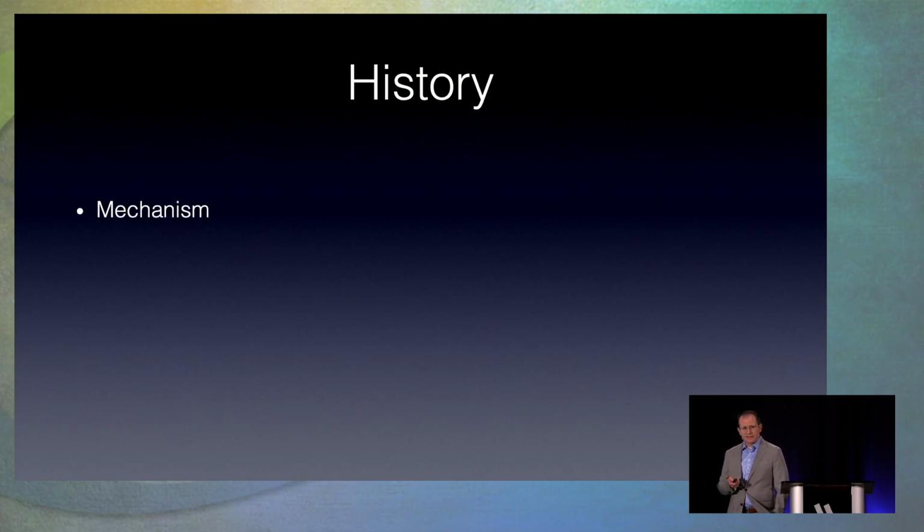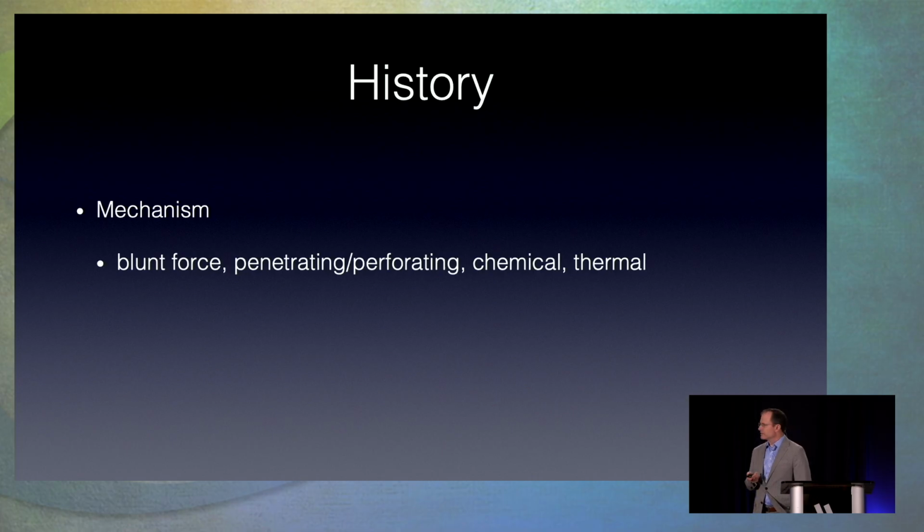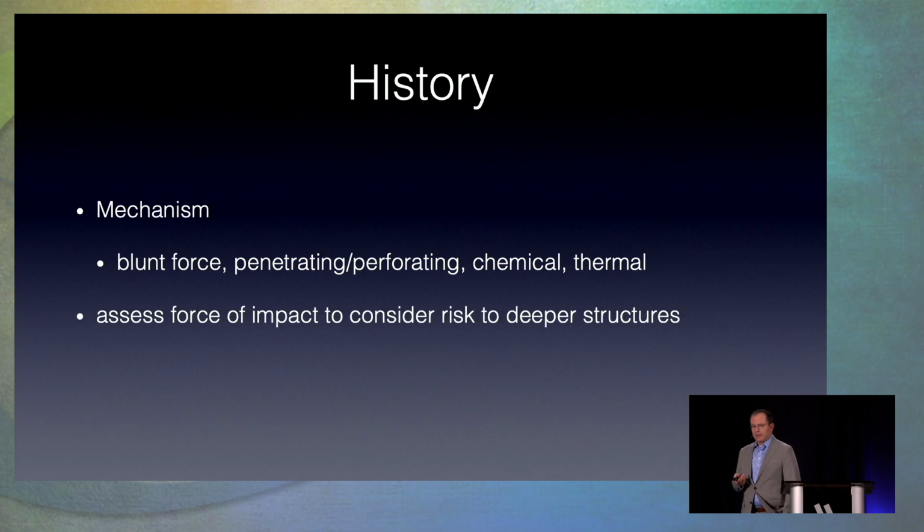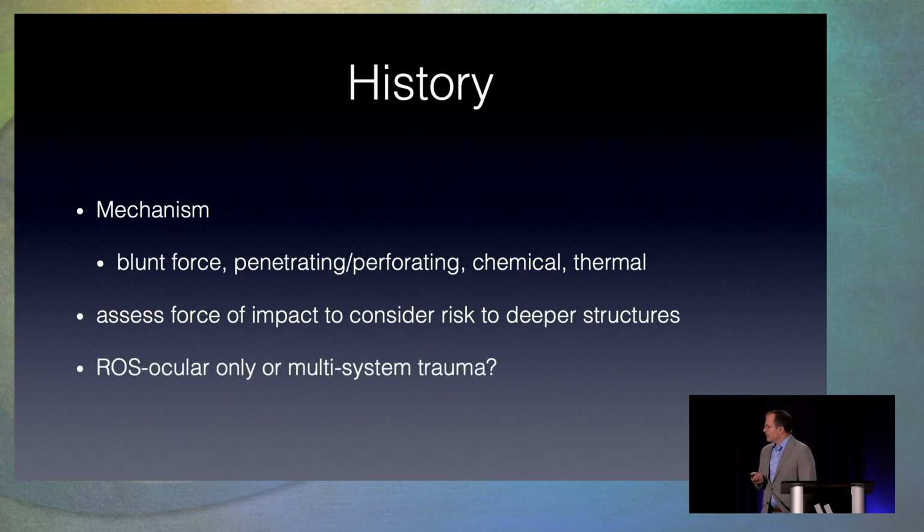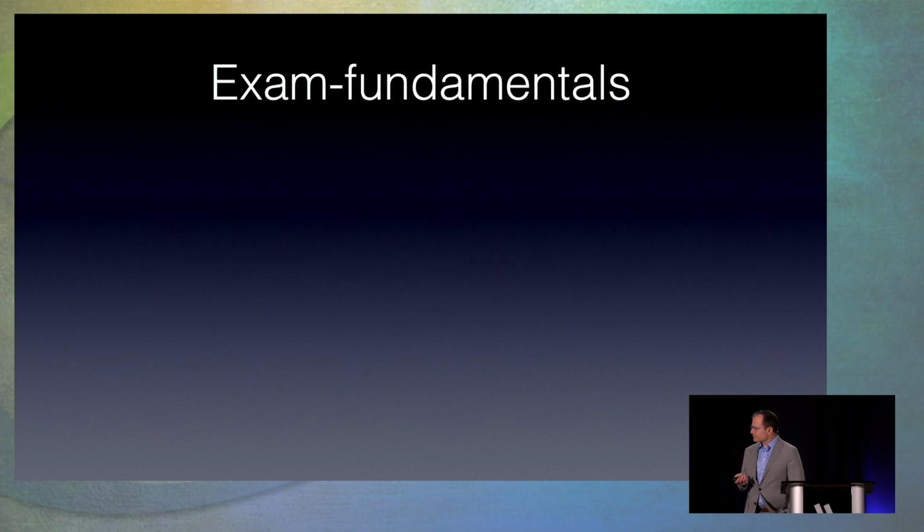So in terms of assessing the patient, when we think about what the history was, the mechanism of trauma is probably one of the most important things to ascertain. Was it blunt force, penetrating or perforating, chemical or thermal injury? And as you're talking to the patient, you want to try to assess what the level of impact might have been. And then the review of systems is important when you think about the worst the ocular trauma was. Maybe there was multi-system trauma.